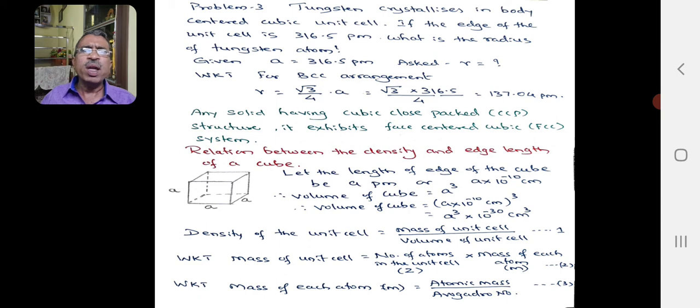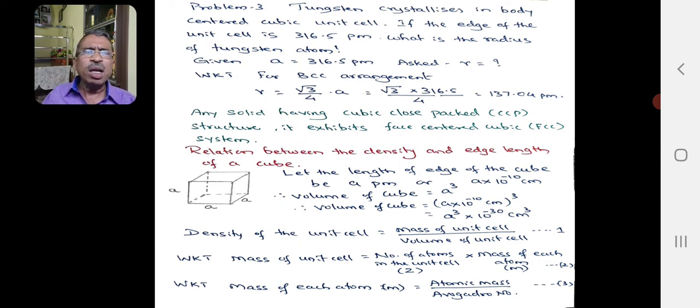Any solid having cubic close packed structure exhibits a face-centered cubic system. This is a very important point which you have to remember. Sometimes they ask, the solid is having CCP arrangement. CCP arrangement means it is having a face-centered cubic lattice.